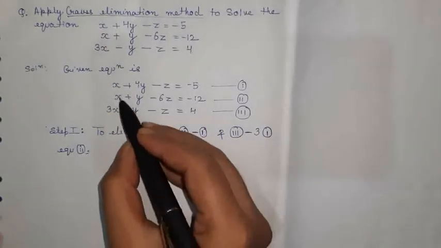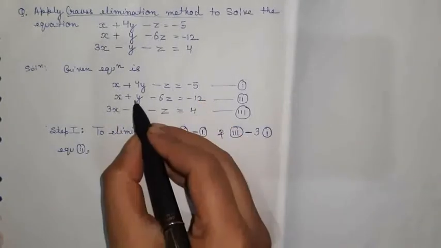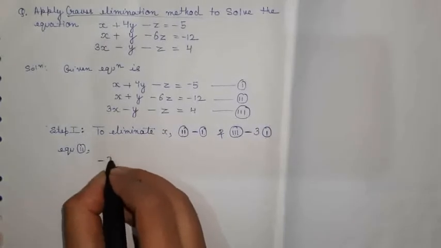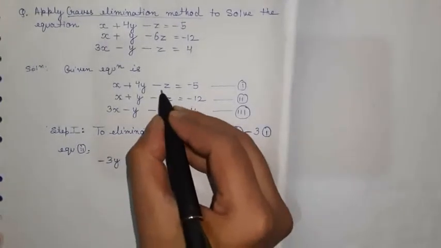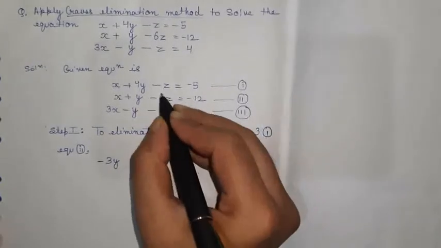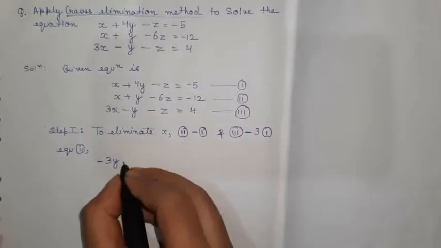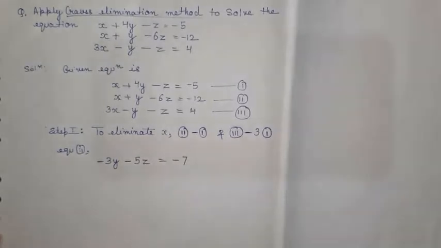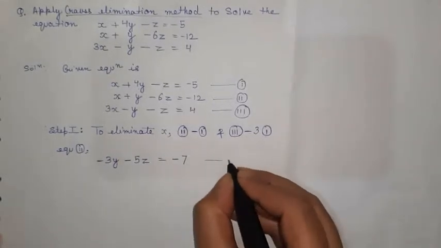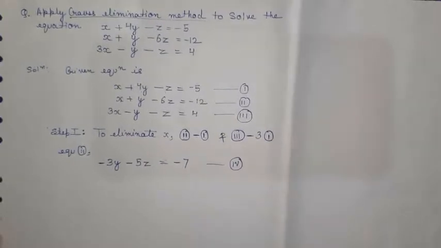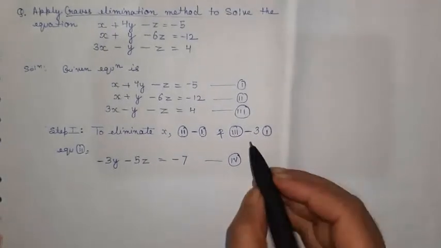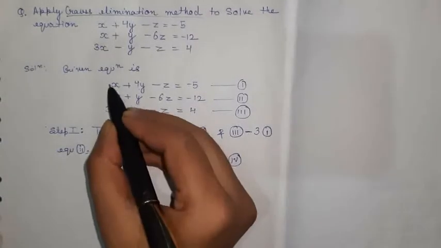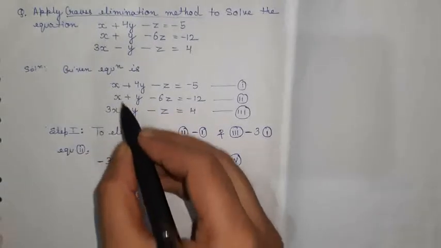So see here, x minus x will vanish, then y minus 4y becomes minus 3y, then minus 6z, minus and minus becomes plus, so it becomes minus 5z, and minus 12 becomes minus 7. So this equation will be equation 4. Now again, we will subtract equation 3 minus 3 times equation 1.